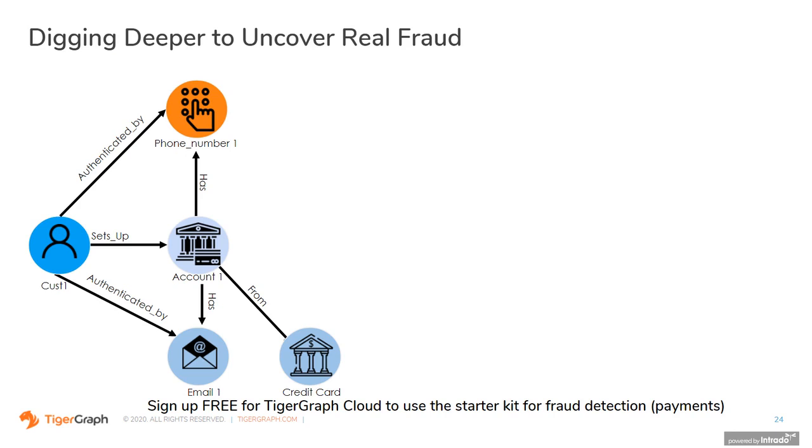So let's look at an example of how you might or might not detect fraud by looking at it from a graph-based perspective. What we have here is a customer on the left who has a credit card account, and it's associated with a certain phone number and email address, and that represents the card itself.